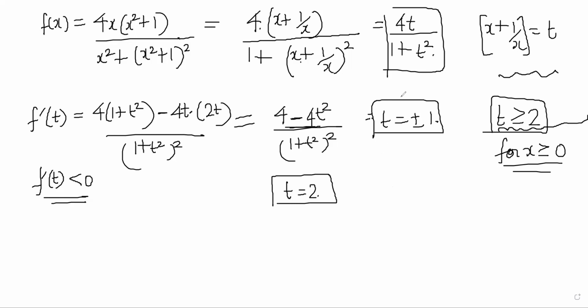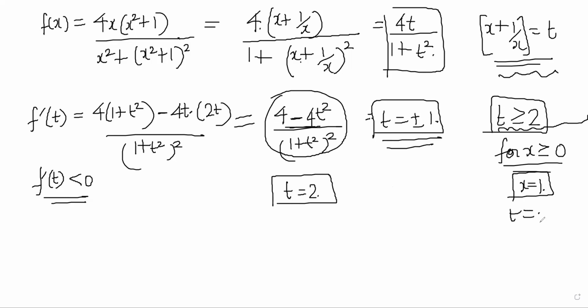Are you understanding? Because f'(t) is negative. f'(t) would have been 0 at plus minus 1, but right now we are not going to search in the region at t equal to plus minus 1, because t was x plus 1 by x, and for positive x it is always greater than or equal to 2. It will be equal to 2 when x is equal to 1. For any other positive x, it is greater than 2, right?